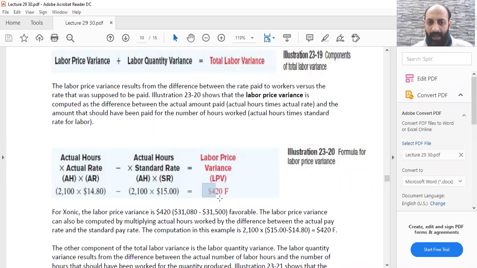इससे आप देखते हैं आपका फेवरेबल आया 420. फेवरेबल 420 को आप इंटरप्रेट ऐसे कर सकते हैं कि जो टोटल wages and salaries आपने लेबर को पे की, that was $420 less than what should have been paid.